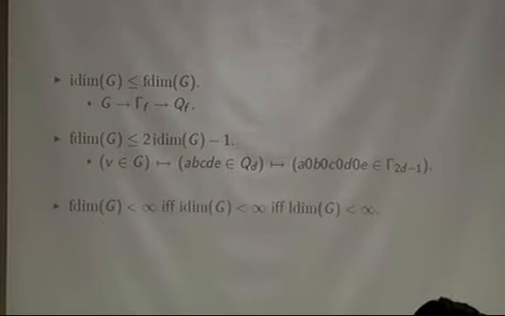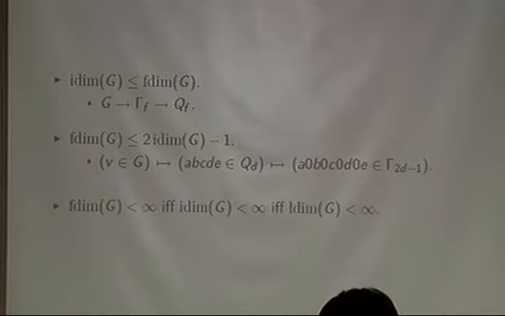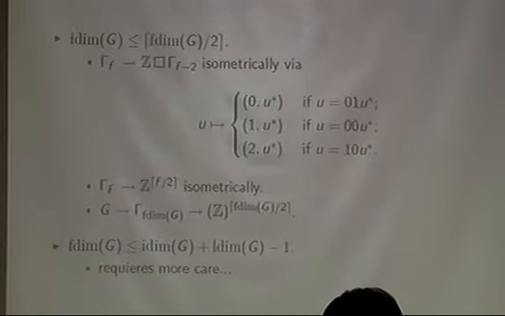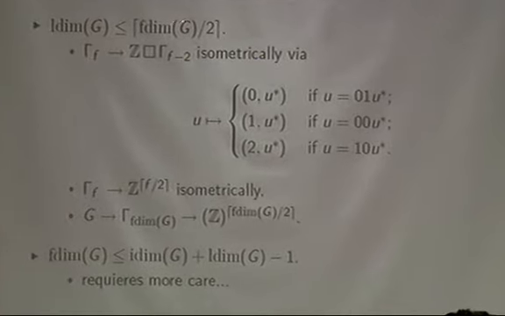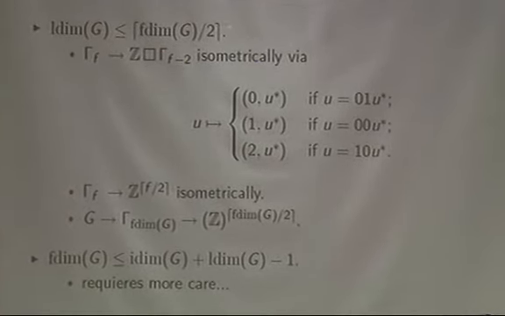This in particular implies that the Fibonacci dimension is finite if and only if the isometric dimension is finite, if and only if the lattice dimension is finite. So we only need to study these things for partial cubes. Okay. Some other relation to other dimensions. The lattice dimension is smaller or equal than, well, roughly the Fibonacci dimension divided by 2.